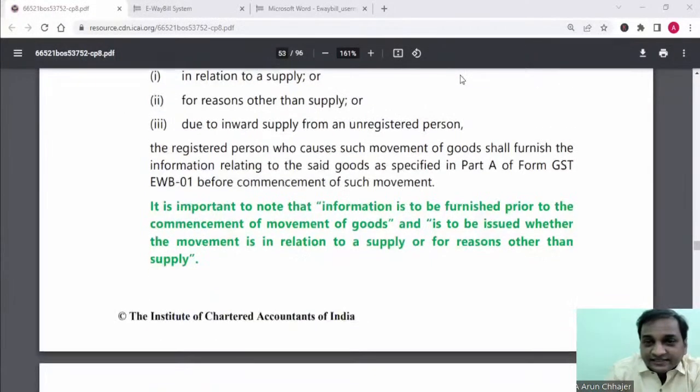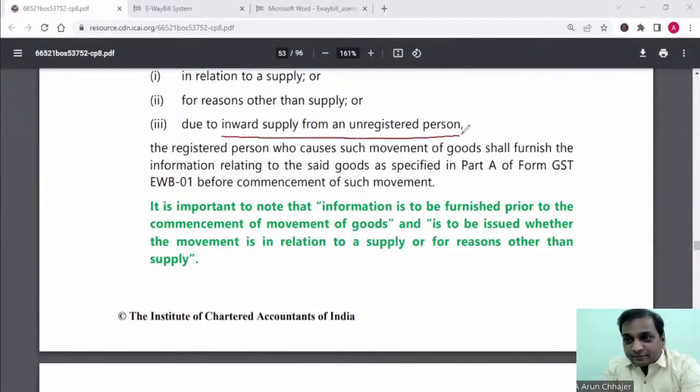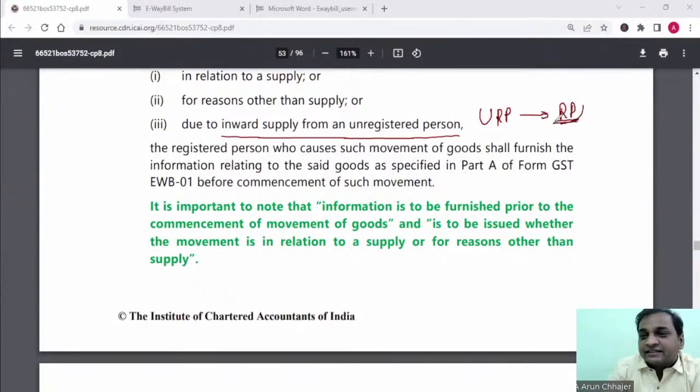And third is due to the inward supply from unregistered person. For example, supplier is unregistered, recipient is registered, then the recipient needs to prepare the e-way bill. It is the responsibility of the recipient to prepare the e-way bill.